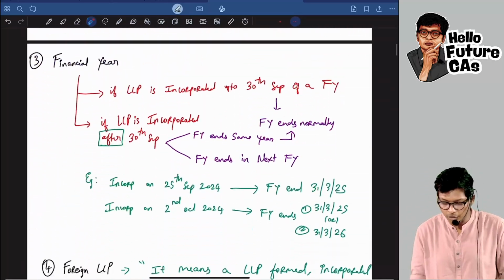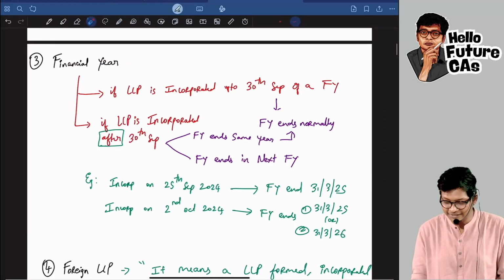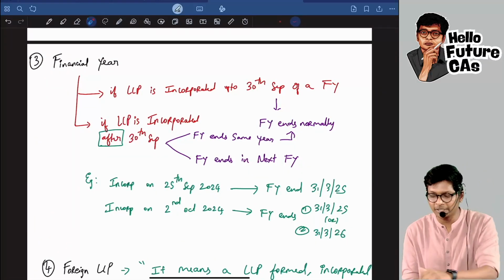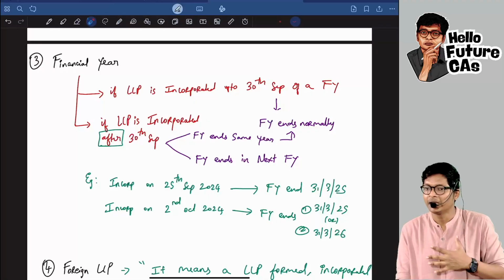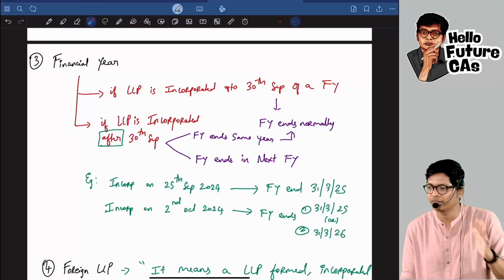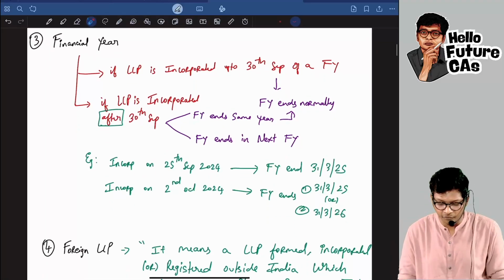Concept 2 out of how many concepts, guys? 20. Done. Next concept. Some concepts will take 2 minutes, some concepts will take a little more time. Are you all following, guys? For first-time learning, this is enough for the exam. These notes also will be available for all of you guys.